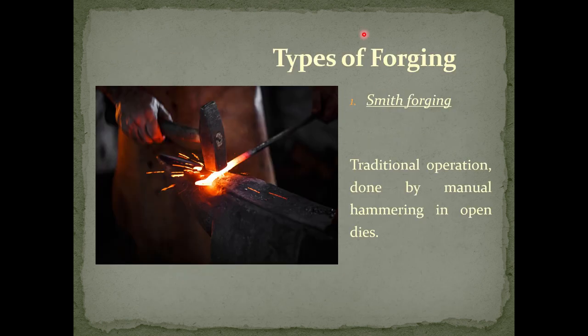Then the next is type of forging. So the first and the basic type of forging is Smith forging. What happened in the Smith forging? Kya karte hai hum isme? Hum jo hamara workpiece hai usko shape dete hai hammering se. Hammer karke hum hamare workpiece ko shape provide karte hain. So the traditional operation done by manual hammering in open dies. So this is the traditional process of Smith forging.